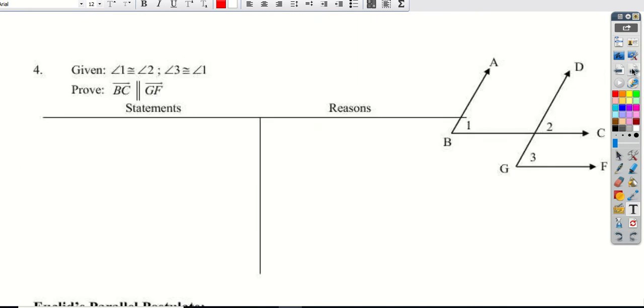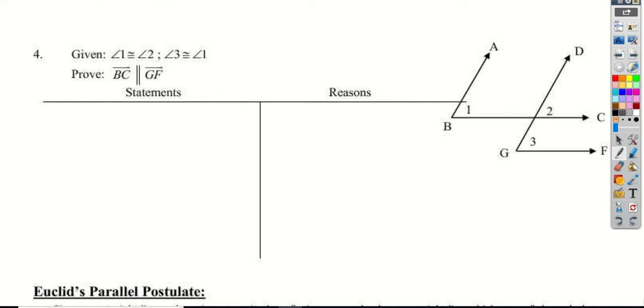We do the same thing here. We want to show that these two lines, okay, BC and GF are parallel, okay? We're trying to show that this line here is parallel to this line. So we need to get one of those angle pairs to happen. So first things first, okay? We're going to put down our givens. So angle 1 is congruent to angle 2, and angle 3 is congruent to angle 1, and the reason is given.